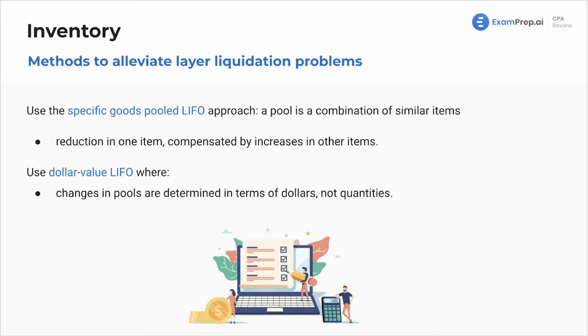Methods to alleviate these layer liquidation problems. We use the specific goods pooled LIFO approach. A pool is a combination of similar items, so a reduction in one item is compensated by increases in other items. We use the dollar value LIFO, where changes in pools are determined in terms of dollars, not quantities.